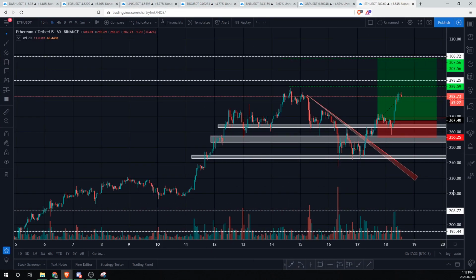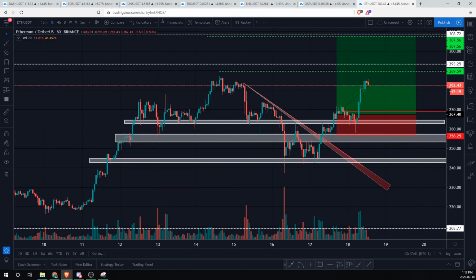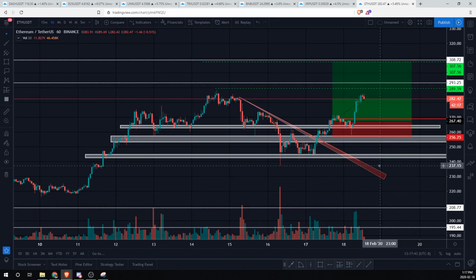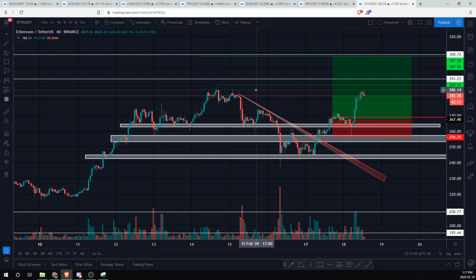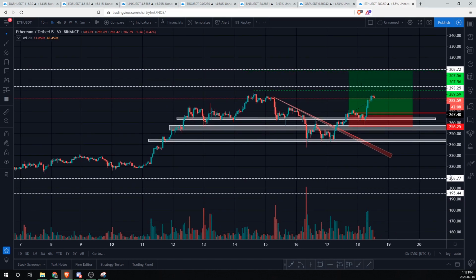When did we enter this? On February 17th, 2020. So we entered it yesterday, since today is the 18th, and we are really coming close to these highs here. We haven't hit our take profit yet, but we're going to remain very patient.